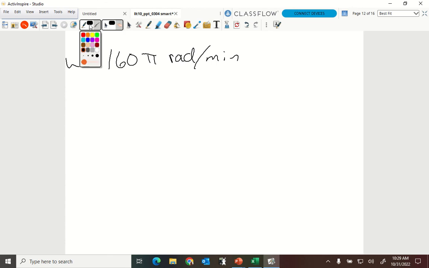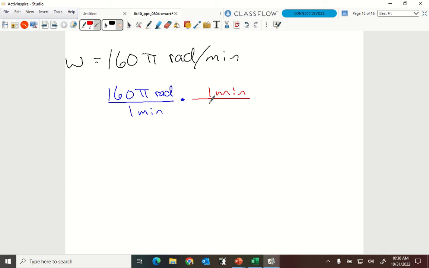All right, I'm going to set up mine. Again, I'm going to convert using the same method because I'm getting rid of my minutes. So 1 minute is on top and 60 seconds is on bottom. So my minutes cancel. 160 pi, that's my rad, over 60 seconds.